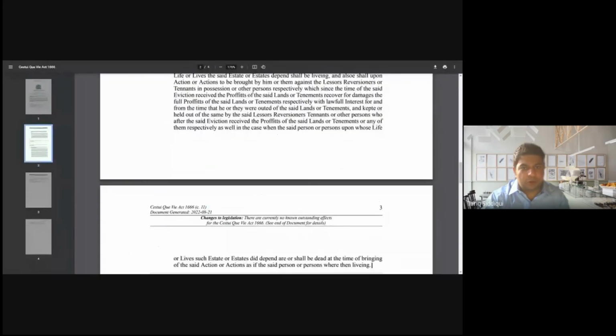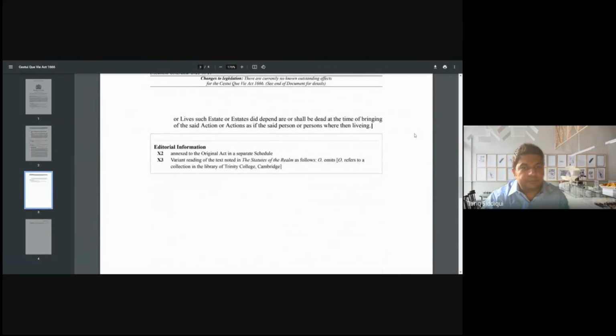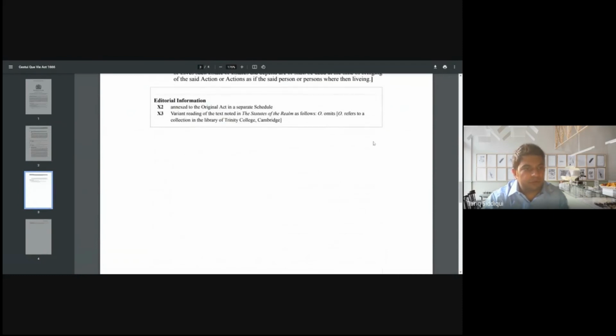So really the maritime law has to do with property. Or sorry, I apologize. The Cestui Que Trust has to do with properties. I apologize for this switching here and there. Editorial information, I'm not going to read that.